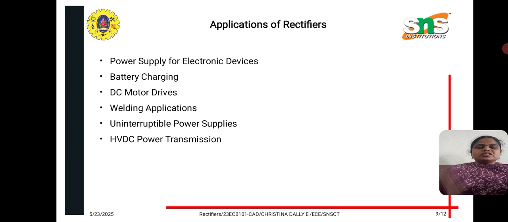Applications of rectifiers. Where are we using them? For example, in power supplies for electronic devices, battery charging, motor drives, and welding applications. They are also used in UPS and in power transmission. These are all the applications of rectifiers.